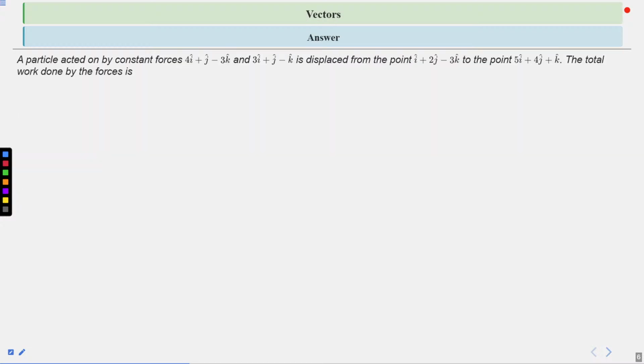So the correct answer is 40 units. Solution.